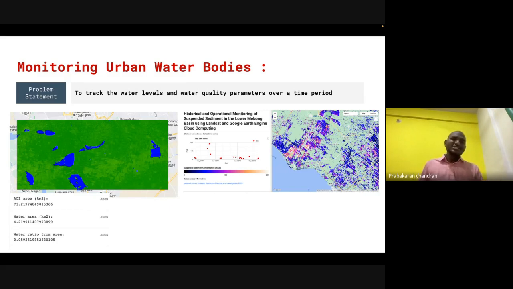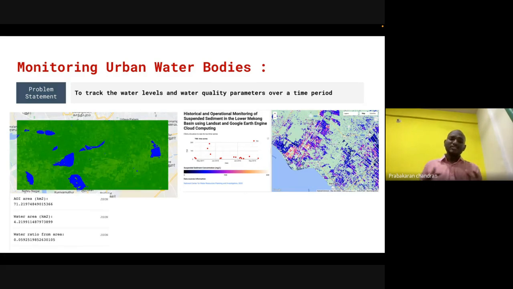The first problem is urban water bodies. So urban water bodies can be anything. It can be tanks. Tanks means smaller man-made lakes. Lakes, and if a particular urban area has any reservoirs, like in Chennai we have Pundi, Sembarambakkam, all those lake reservoirs we have, right?